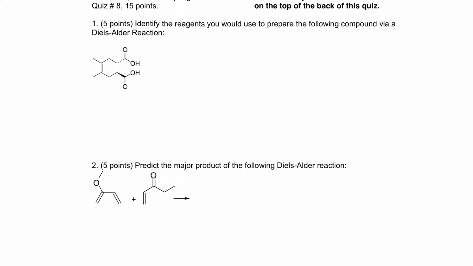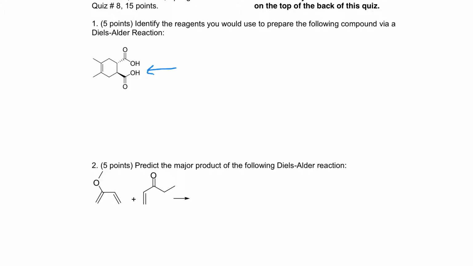Here is the key for quiz number 8. The first question asks us about this molecule, and basically it's telling us this is the product of a Diels-Alder. How do we make it? So we could think about it from this perspective. What molecules would we combine to produce this Diels-Alder product?